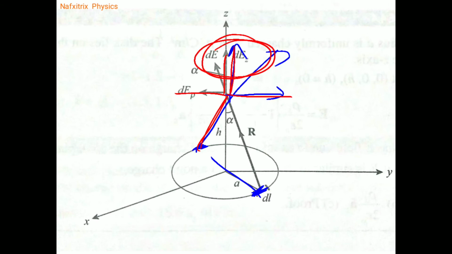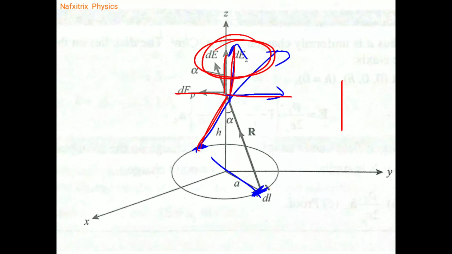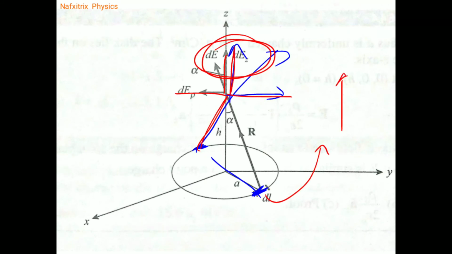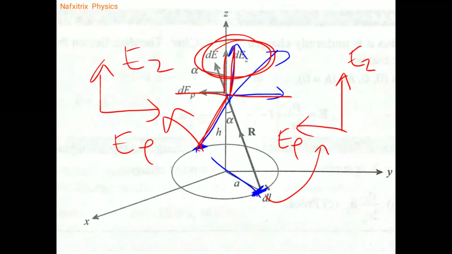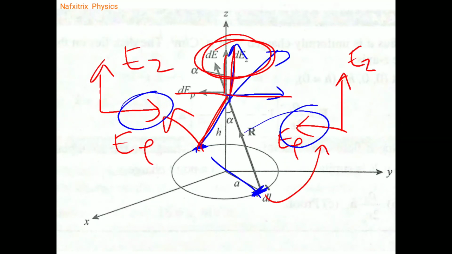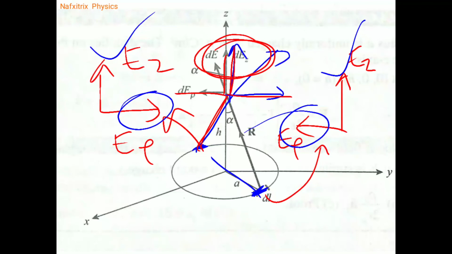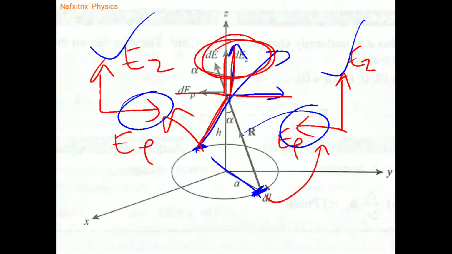It is just like, for this element, E_z is in this direction and E_rho is in this direction. For the opposite element, E_rho is in the opposite direction and E_z is in the upward direction only. So the rho directions get cancelled, only the z directions remain, and they both add up.